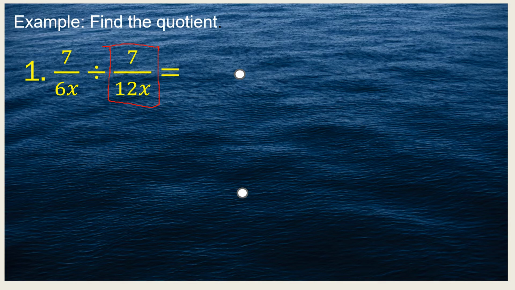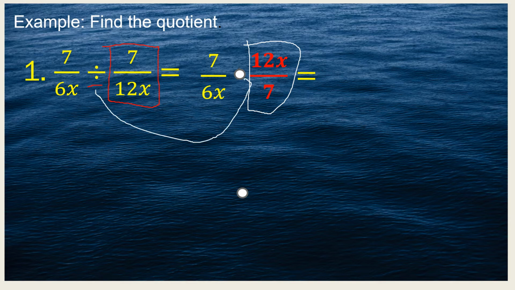Pagkatapos po nun, kailangan po natin i-change yung operation na division to multiplication. And therefore, ang mangyayari ay ito na po. Tulad ng nabanggit ko kanina, yung 7 over 12x ay naging 12x over 7 na po siya. Then, yung kanyang operation na division ay naging multiplication. Next po tayo. Ano ang kasunod na hakbang natin na dapat tandaan?